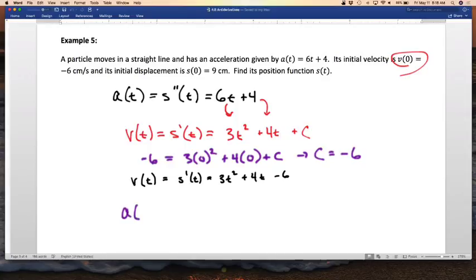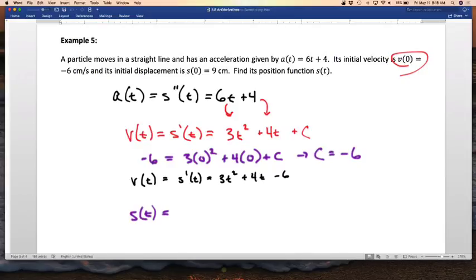So acceleration, or sorry, I'm backwards. I started with acceleration. I'm working towards my position equation. Got in the habit of going the other direction. So my position equation is going to be the antiderivative of that equation.